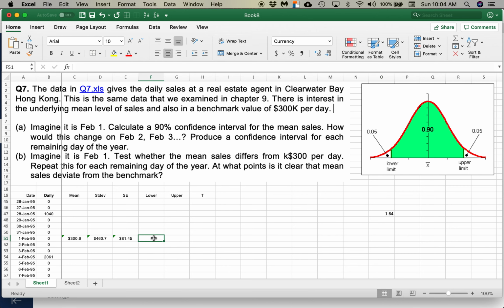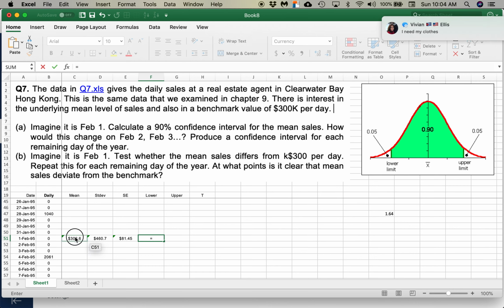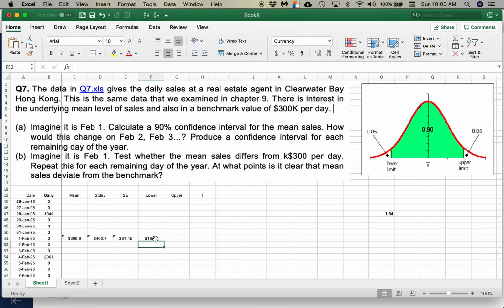So that's what we needed to know to calculate the lower and upper values. So we would say the lower value is going to be equal to the mean plus or minus. Actually, we're doing the lower value, so we're going to do minus. So lower is the mean minus 1.65 times the standard error, which is right there. And we hit enter, and we get 166.2.